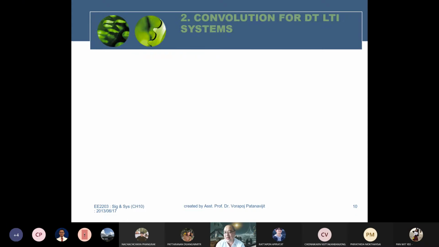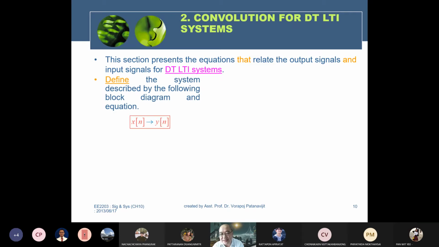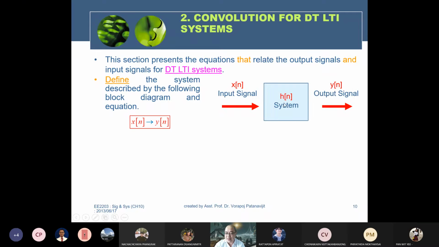What about the convolution in this case? We try to track it from the discrete magnitudes. In continuous time, you fix one signal, flip one, slide, and integrate, and the integration is very difficult. But the discrete signal is a little simpler than the continuous one. This section presents the equation relating the output signal and the input signal for the DT-LTI system. Consider the system described by the following block diagram: x[n] is the input, the system function is h[n], and y[n] is the output.